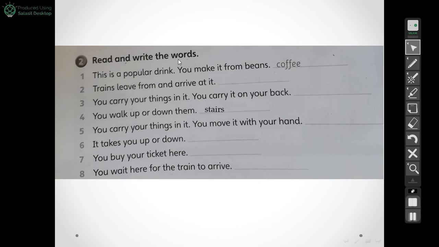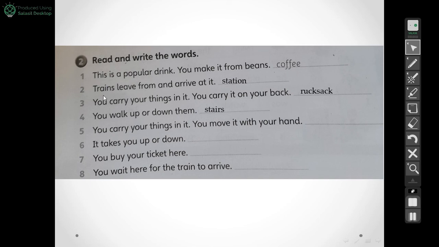Read and write the words. Number one, this is a popular drink, شراب شائع. You make it from beans. It's coffee. Number two, trains leave from, تغادر من, and arrive at, تصل إلى. Station. Number three, you carry your things in it, تحمل أشياءك في. You carry it on your back, تحمله على ظهرك. Rucksack.